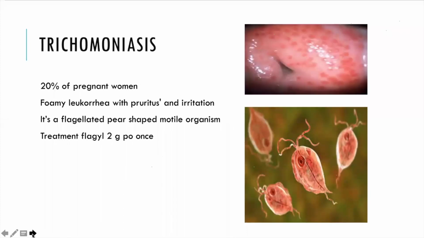Then we have trichomonas. 20% of women are affected. Usually it causes a foamy leukorrhea with pruritus and irritation. It's a flagellated pear-shaped motile organism. Treatment usually is Flagyl 2 grams PO once. It causes what is called strawberry cervix. This question is also always asked in exams. This is how it looks. It's a flagellated organism.